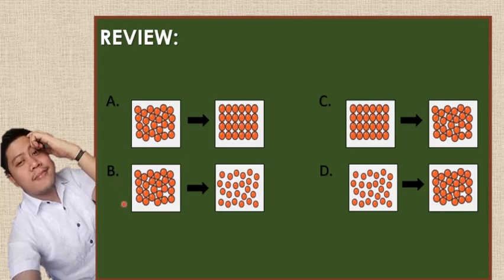How about letter B? From liquid to gas, you're right, it's vaporization or evaporation. Letter C, from solid to liquid, yes, it's melting. And letter D, from gas to liquid, it is, yes, it's condensation.